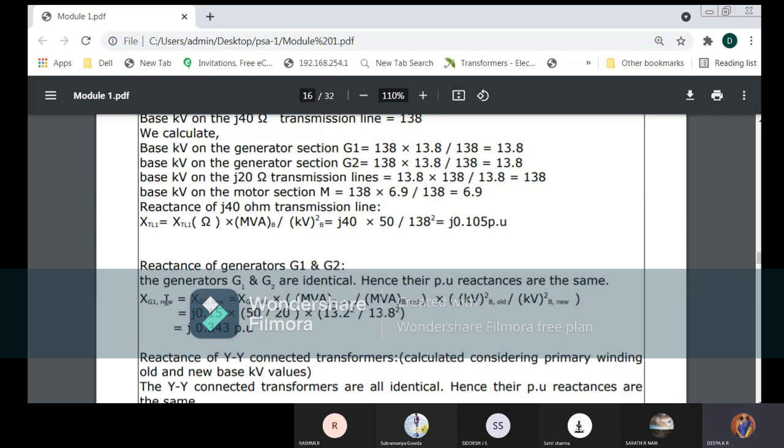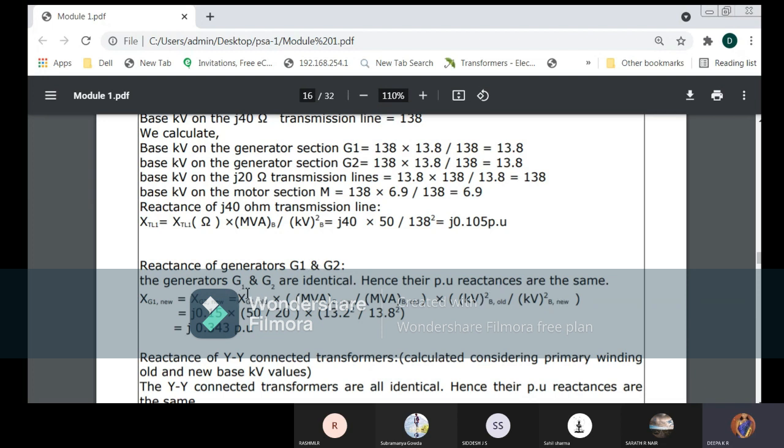So generator 1, you're going to write, because both generator 1 and generator 2 have the same values: 20 MVA, 13.2 kV, and reactance is 15%. So if you calculate any one, it is valid for the other also. So that's what is written. X1 new, X2 new is the same, because reactance is calculated as X old times MVA new by MVA old, times kV base old squared by kV base new squared.